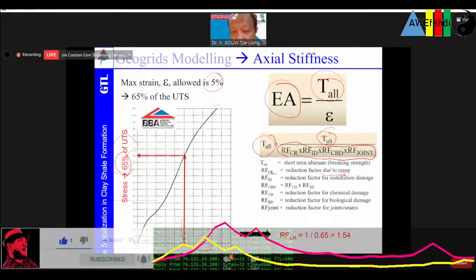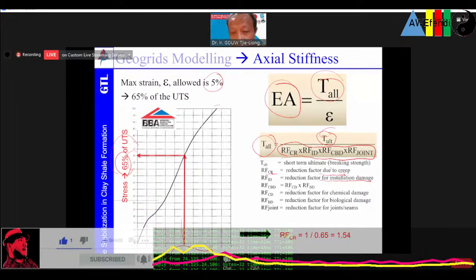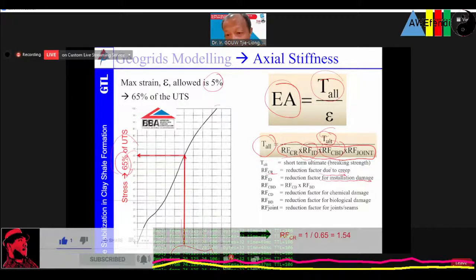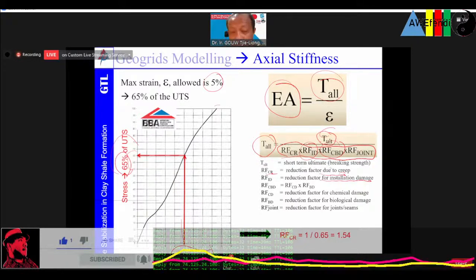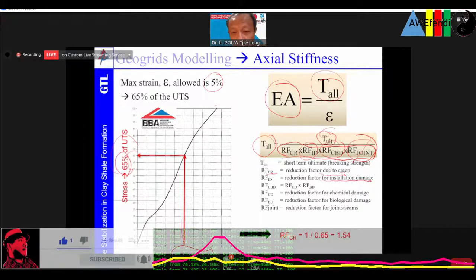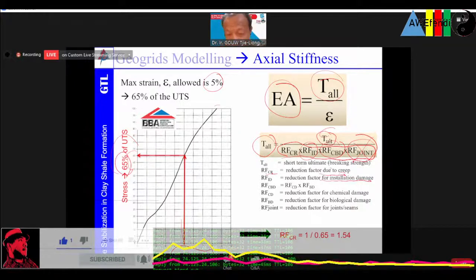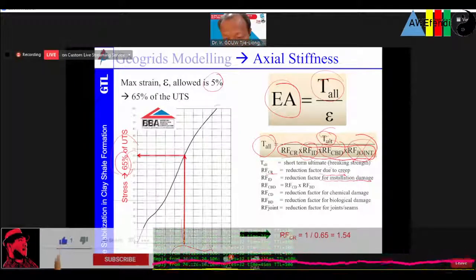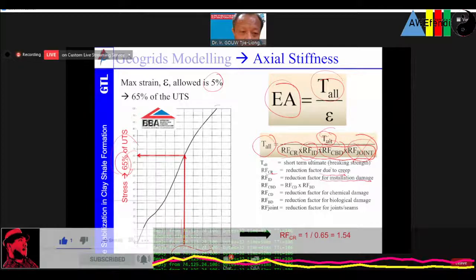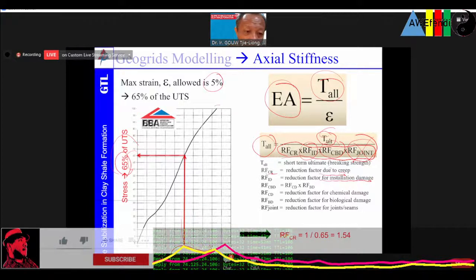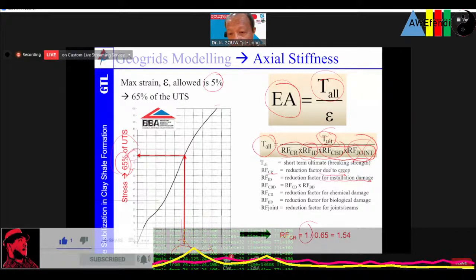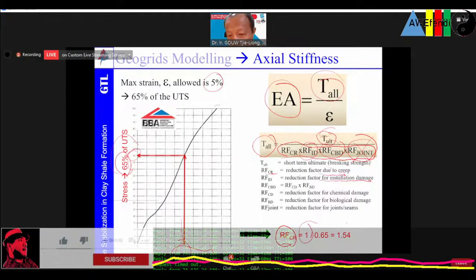This is the reduction factor for installation damage, the RFID, and the CBD is the chemical biological damage factor. And if we use joints, then there is a joint reduction factor. For this, we don't have a joint. For the whole length we don't cut, and no seams, no joint is used. So for this RFCR, because with the 5% strain the reduction factor will be around 65%, the reduction factor for creep, we took it as 1.54.